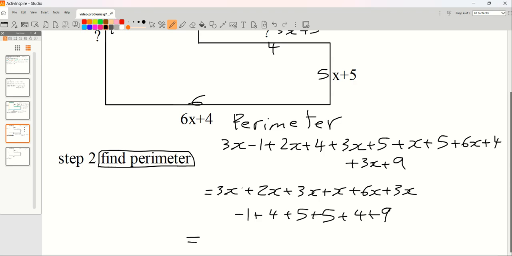3 plus 2 is a 5. 5 plus 3 is an 8. 8 plus 1 is a 9. 9 plus 6 gives me 15. Plus 3 means I end up with 18x.